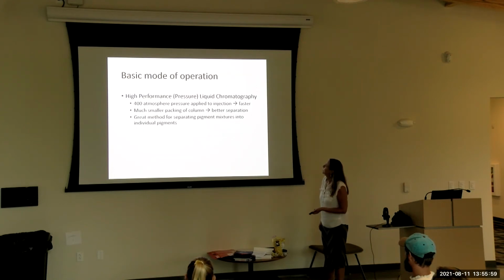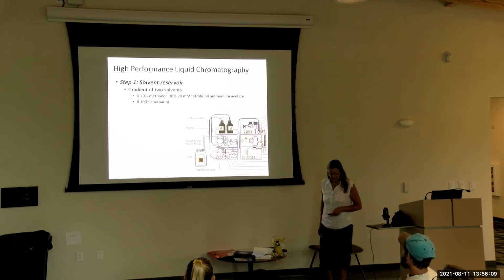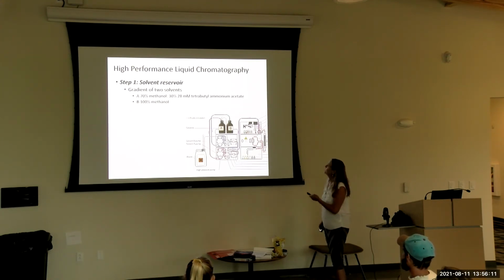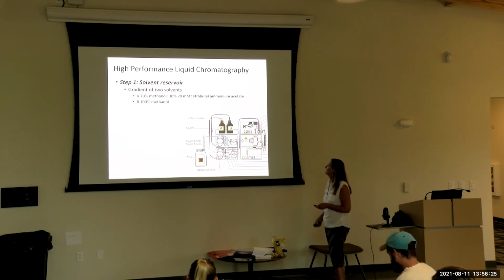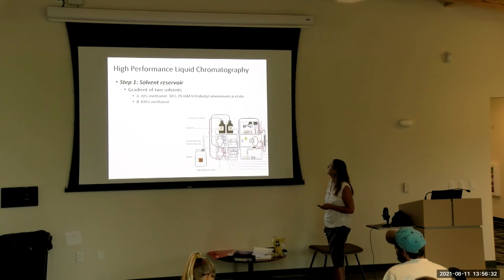Oh, this is just why it's called performance. Okay. So I have one of these. I'm just learning how to use it. So we use two different solvents. We're following exactly what NASA does. So this is NASA's protocol. You have two different solvent carriers, this methanol and tetrabutyl ammonium acetate and 100% methanol. And they're sort of alternating going through the column and carrying pigments out, basically separating them by their chemical structures.